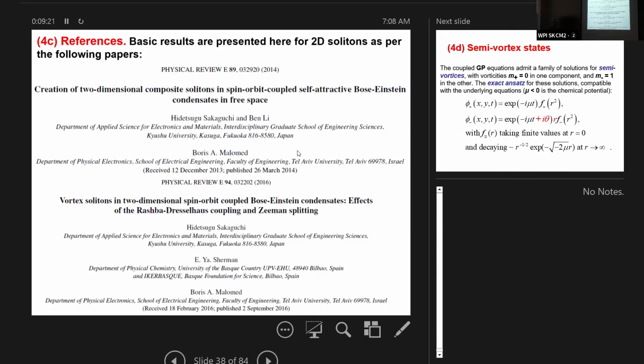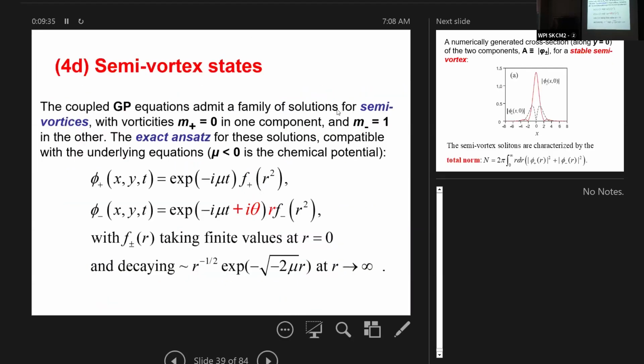So the analysis of this system was developed in some work. The very first one we did with my collaborator Hidetsugu Sakaguchi and his former PhD student Ben Lee. The result of this analysis has demonstrated that one can predict new types of two-dimensional solitons in this system, and very surprisingly, they become completely stable.